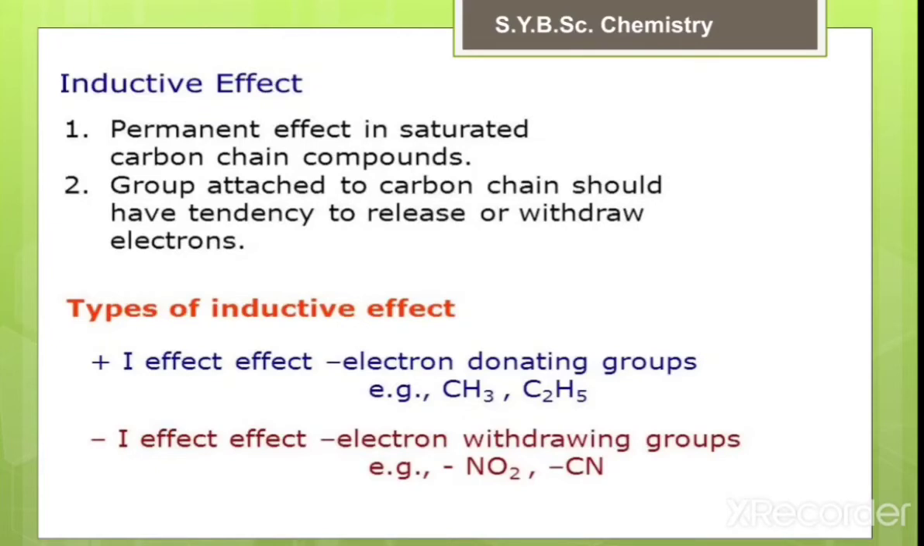The inductive effect has two types, plus I inductive effect and minus I inductive effect. The plus I inductive effect shows the electron donating groups. The minus I effect is related to the electron withdrawing groups.